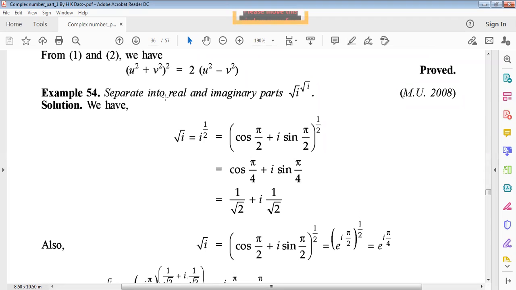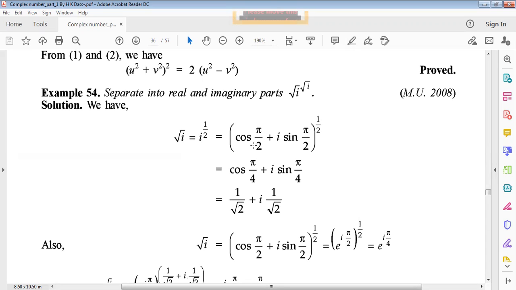Example 54: separate into real and imaginary parts of root over i to the power root over i. Now we have root over i equals i to the power half. But i can be written in polar form as cos pi by 2 plus i sin pi by 2. Cos 90 degrees equals 0, and i into sin 90 degrees, that is 1. So only i to the power half.